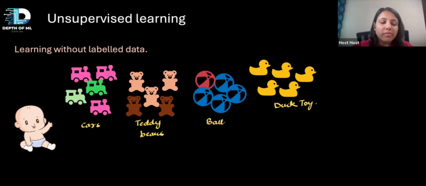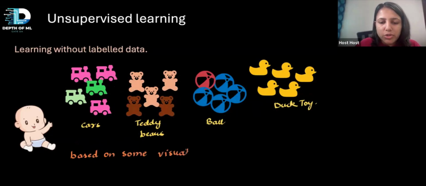Or why do you think, even not knowing that this is a car or this is a teddy bear, these are balls, these are ducks, a child is able to cluster? Right, based on some features, based on some visual features. There could be visual features, right?